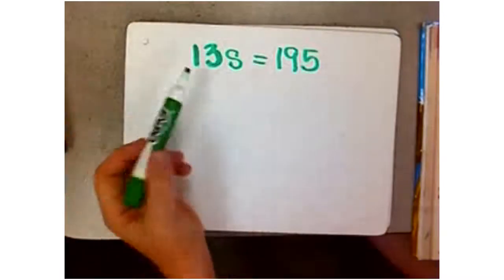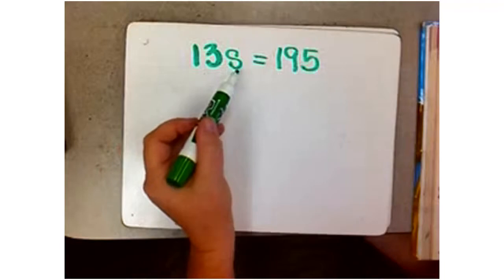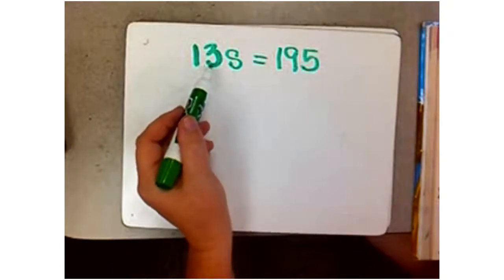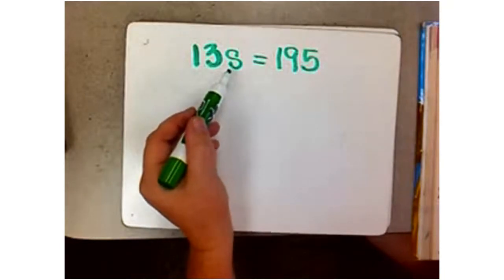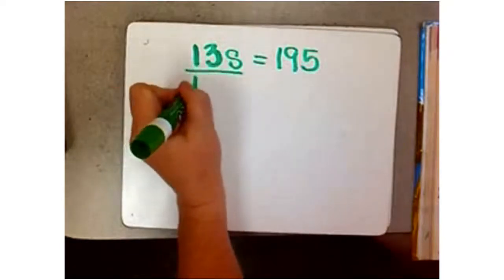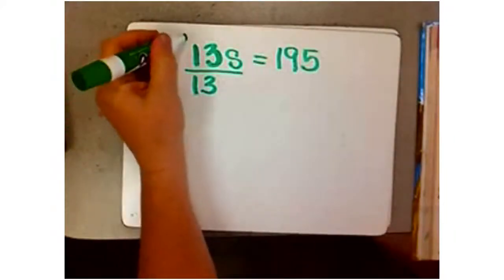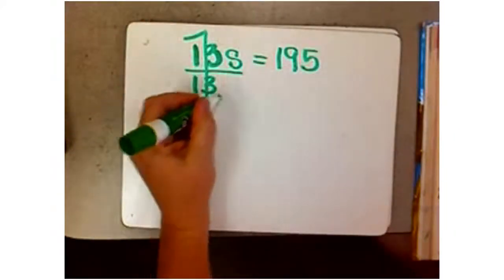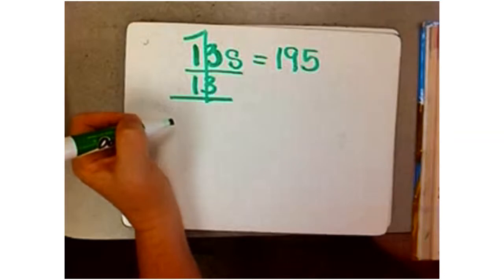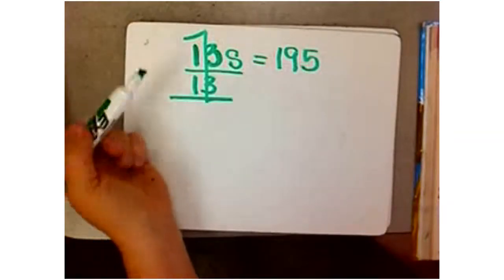You have to isolate s, so you have to undo whatever's happening to it. And since it says 13s, that means 13 is multiplying itself times s. So in order to undo the multiplication, you're going to divide by 13. Because 13 divided by 13 becomes the big magic number 1, right? 13 divided by 13 is 1. And 1 times s is s. So then s is by itself.